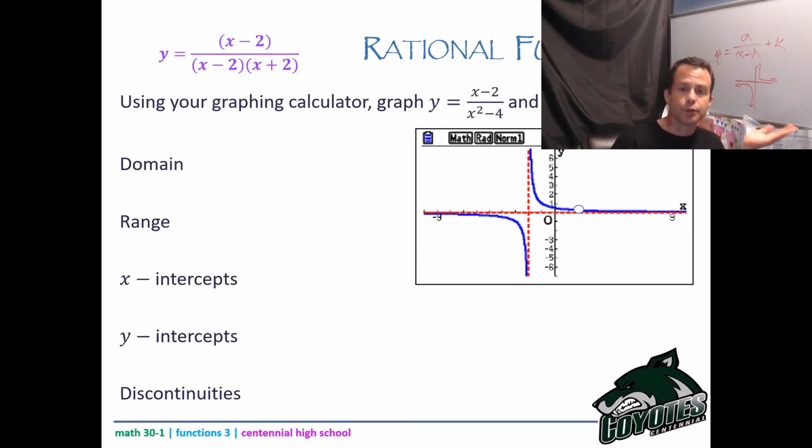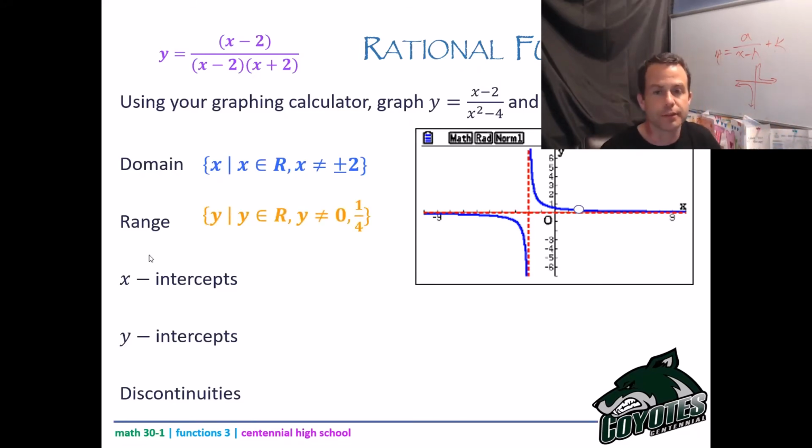So my domain is, sorry, I'm hesitating here because I'm having mouse problems. I'm clicking and nothing's happening. Okay, so my domain is x is a member of the reals, but x can't be plus or minus 2. My range is y is a member of the reals, but it can't be 0 because of the horizontal asymptote, and it can't be 1/4 because of the point of discontinuity.